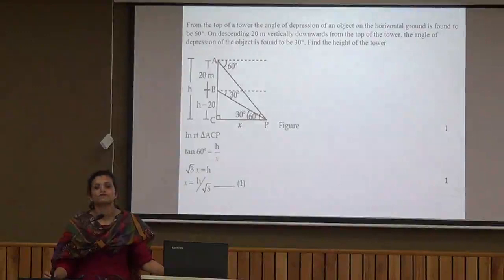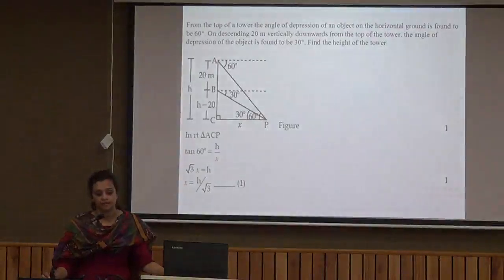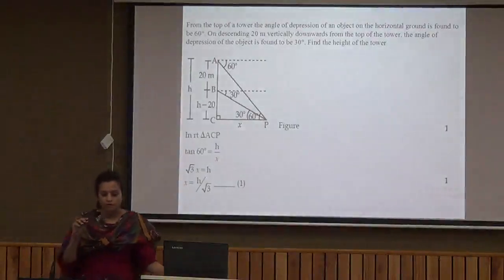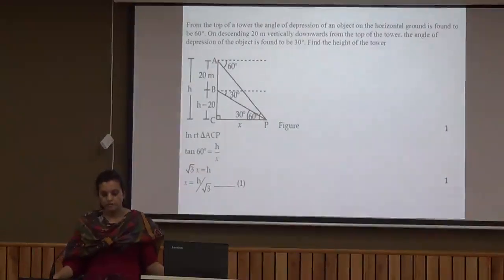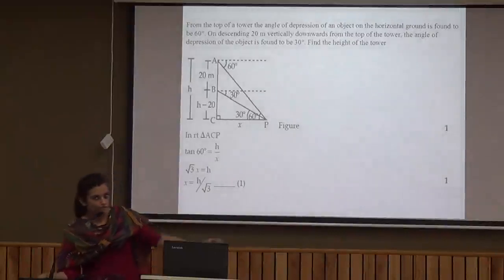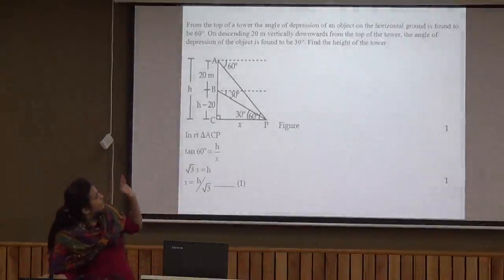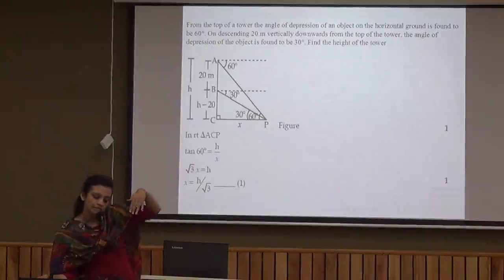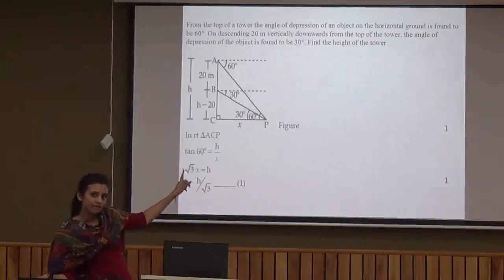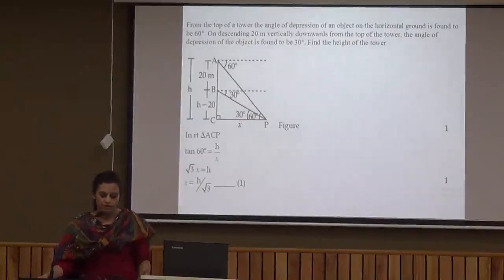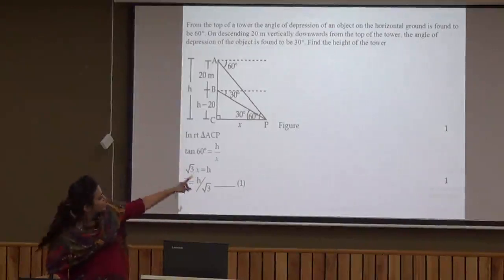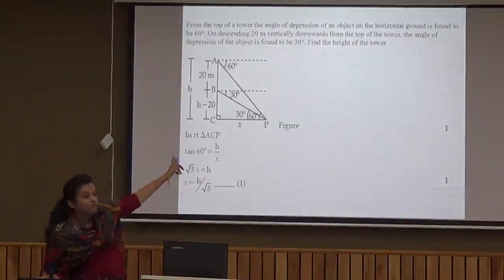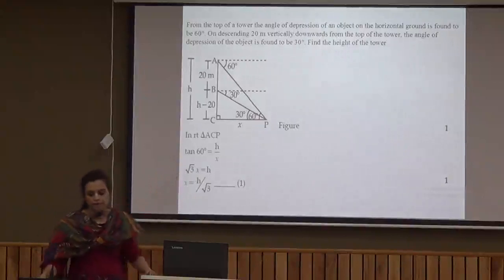Now let's come to a question which is an amalgamation of angle of elevation and depression both. Now, from the top of a tower, let AC be the tower. The angle of depression of the object on the horizontal ground is found to be 60. So if I'm saying AC is the tower, a horizontal line is there and the line of sight is going to be AP. So yes, can you see 60 degrees, the angle of depression? Correspondingly, angle APC is going to be the angle of elevation by alternate interior angles.